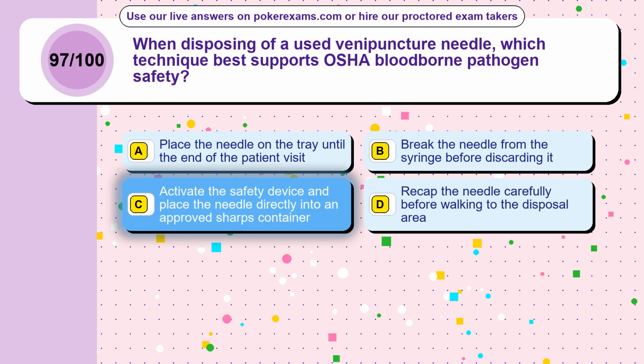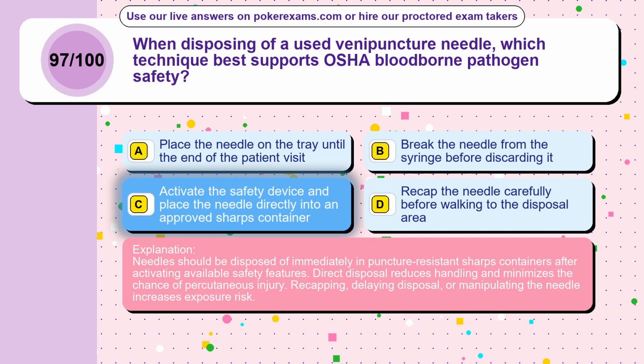The correct answer is option C. Activate the safety device and place the needle directly into an approved sharps container. Needles should be disposed of immediately in puncture-resistant sharps containers after activating available safety features. Direct disposal reduces handling and minimizes the chance of percutaneous injury. Recapping, delaying disposal, or manipulating the needle increases exposure risk.